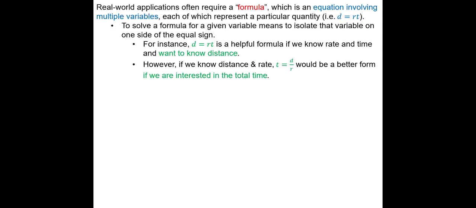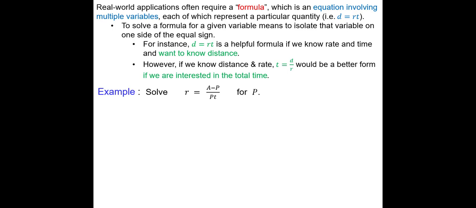But we could also manipulate that first equation here in order to solve for t instead. So notice by dividing both sides by r, we would get d over r is equal to t. And that would be beneficial for us if we wanted to know the time. So this is what we're trying to do oftentimes when we're, quote unquote, solving a formula, because notice that we have multiple variables. So let's take a look at this formula here where, in this case, if we knew the values of a, p, and t, we could find the value of r.